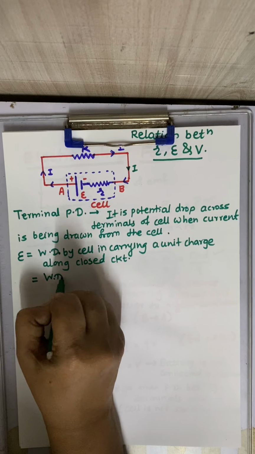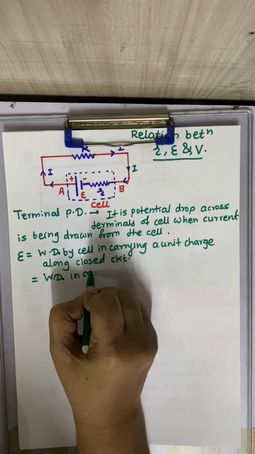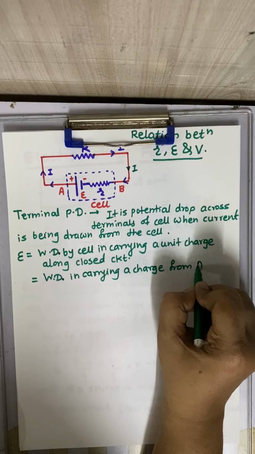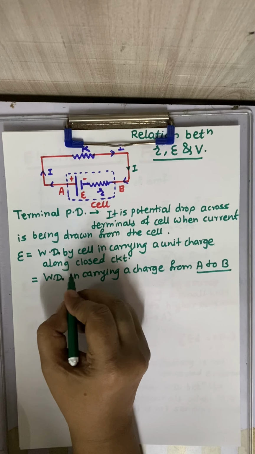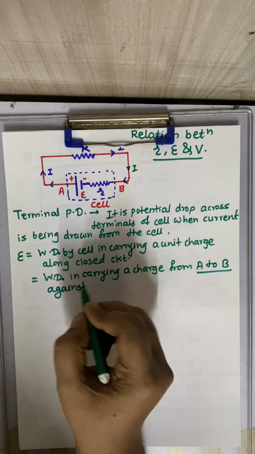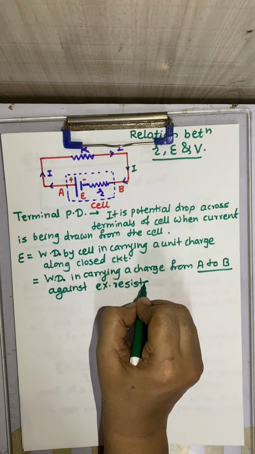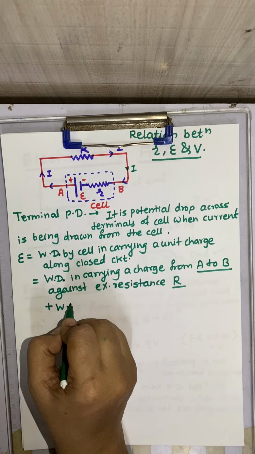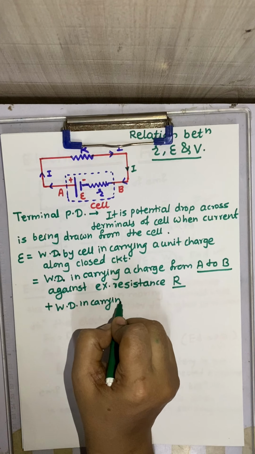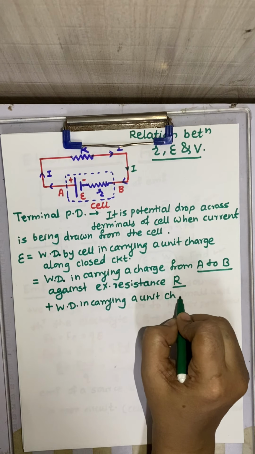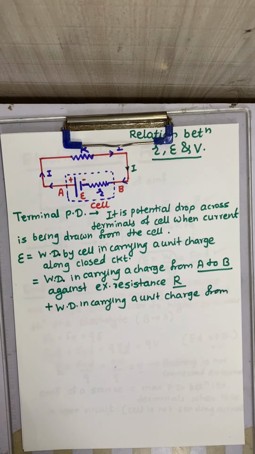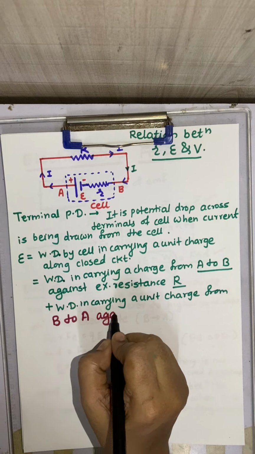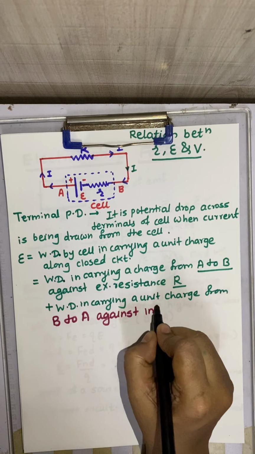So it is the work done in carrying a charge from A to B, this is very important, A to B against external resistance capital R, plus work done in carrying a unit charge from B to A against internal resistance r.